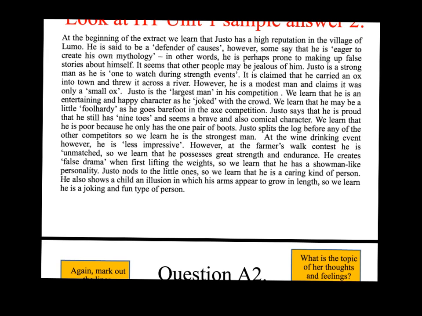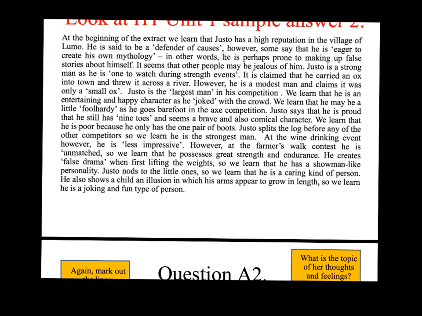Justo is the largest man in his competition. We learn that he is an entertaining and happy character, as he joked with the crowd. We learn that he may be a little foolhardy, as he goes barefoot in the axe competition. Justo says that he's proud that he still has 9 toes, and seems a brave and almost comical character. We learn that he is poor, because he only has the 1 pair of boots. Justo splits the log before any of the other competitors, so we learn he is the strongest man. At the wine drinking event, however, he is less impressive. However, at the farmer's walk contest, he is unmatched, so we learn that he possesses great strength and endurance.